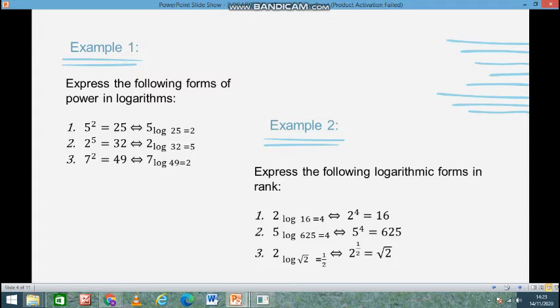Number 2, 5 log 625 converts into exponential form, namely 5 to the power of 4 equals 625. And number 3, 2 log square root of 2 converts into exponential form, namely 2 to the power of 1/2 equals square root of 2.